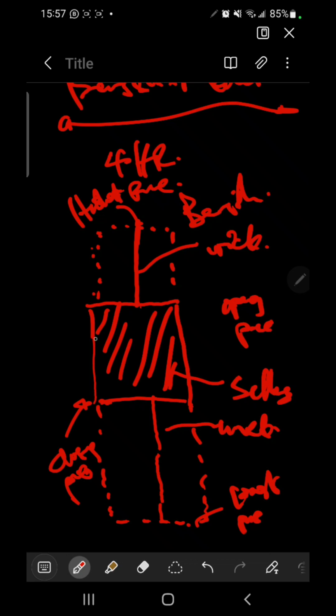The size of the body, remember people, this is the body. The size of the body is going to determine the magnitude in which the sellers have won or the buyers have won. It is going to determine the magnitude of the bearish candle or of the bullish candle.